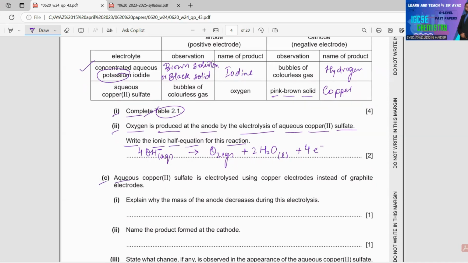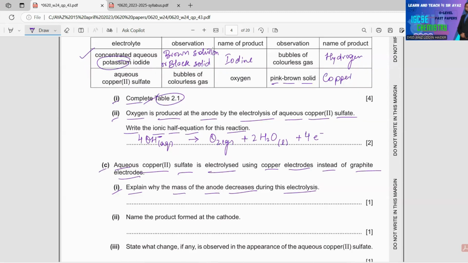C. Aqueous copper 2 sulfate is electrolyzed using copper electrodes instead of graphite electrodes. 1. Explain why the mass of anode decreases during this electrolysis. Now anode, it dissolves. Why? Because there is a loss of Cu2 plus ion in the solution that will be compensated. And how is this going to be compensated? Anode is going to dissolve. Anode is made up of copper, so it will form Cu2 plus ion.